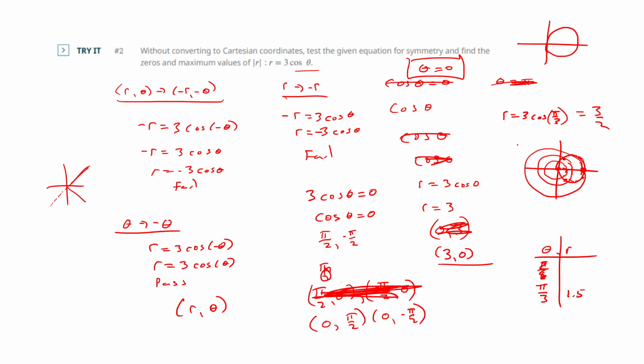Now again, this would have been much easier to graph if we just converted it. Using our skills from the last time, we would have seen it's a circle centered over here, but that's what this section's about. So, okay, now that's not the easiest thing ever. I hope it made some sense.